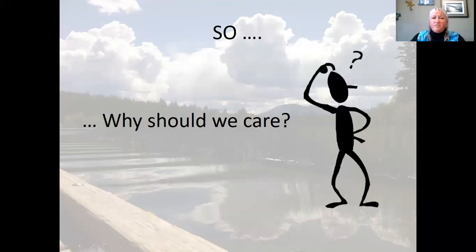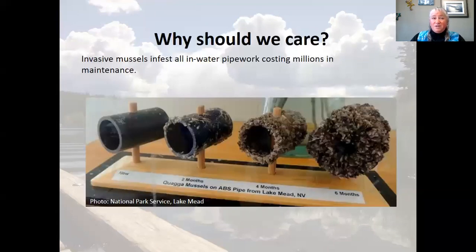So why should we care about invasive species? Well, it would cost us a lot of money. These are invasive mussels. They are attaching themselves to these little pipes. These pipes have been submerged in a mussel-infested waterway for up to 6 months. And you can see the one that's been in the water for 6 months is almost fully clogged shut.